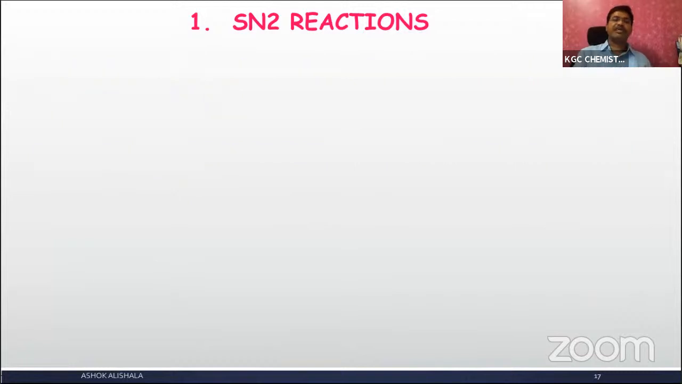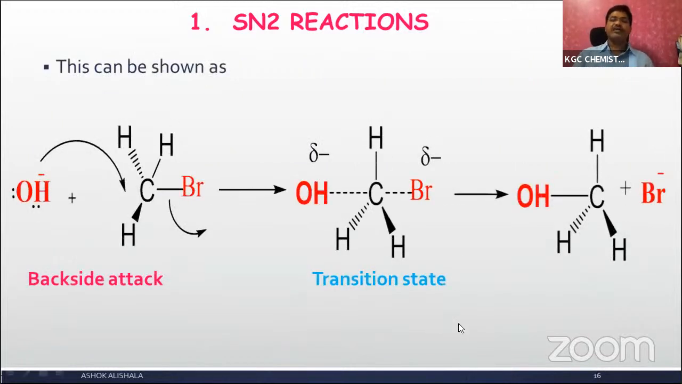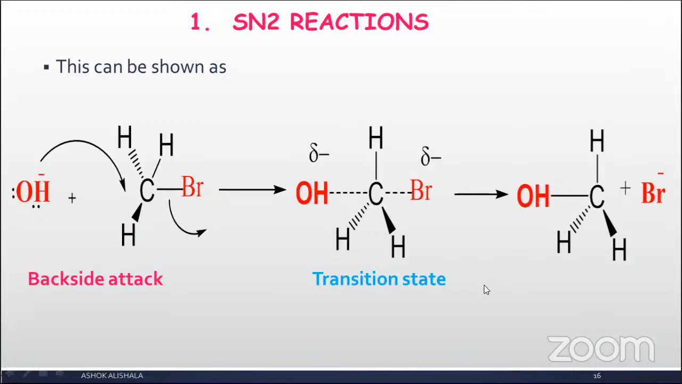Just I will explain this diagram again. You can see here, the bond angle between these hydrogens is 120 degrees. Okay, sometimes you may get a question like this: What is the hybridization of the carbon in the transition state of an SN2 reaction? What is the hybridization? sp2.